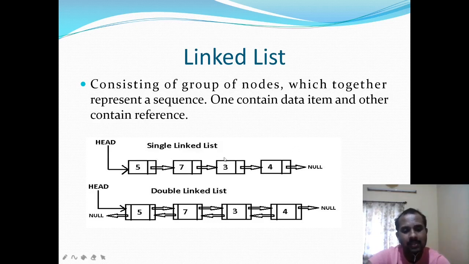5 is linked to 7, 7 is linked to 3, 3 is linked to 4. So that is why we have the name linked list. Depending on how many references we have, we get different types.